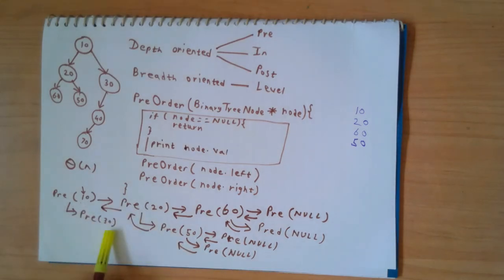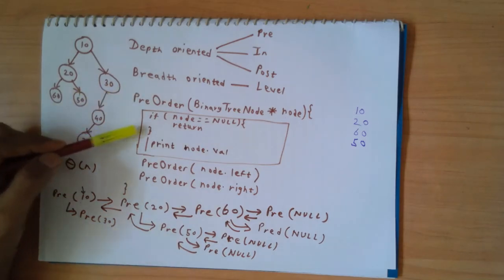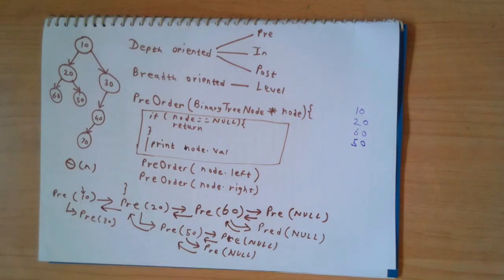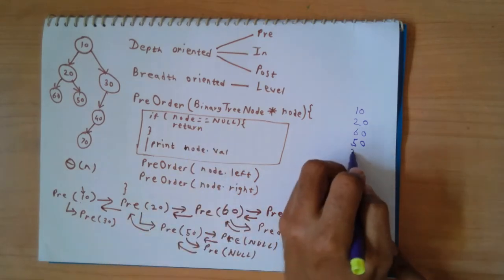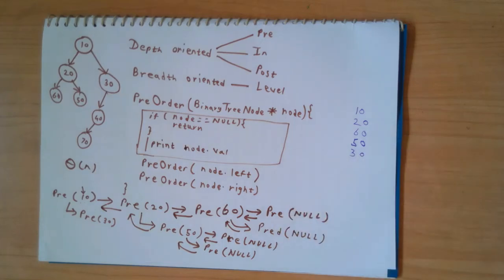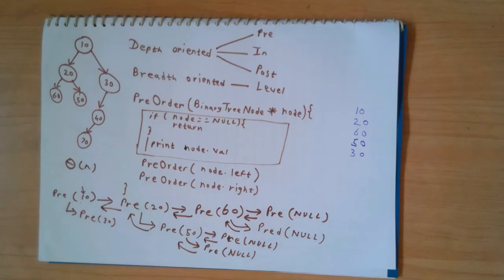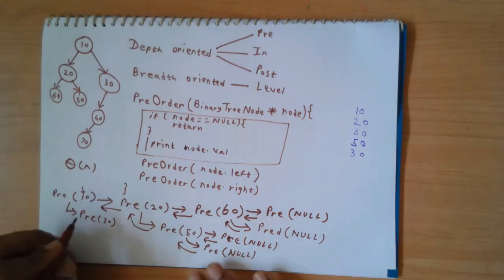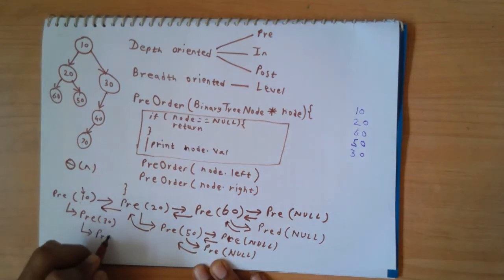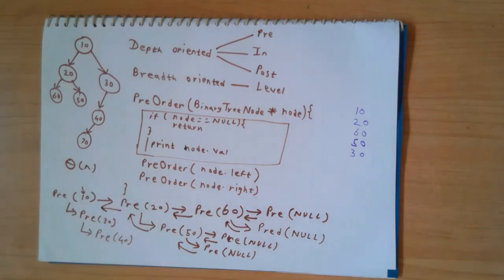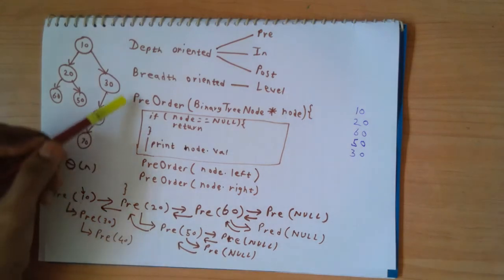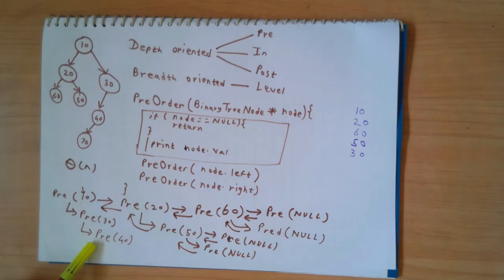So we execute this function call now. We come inside, we check if 30 is null. It is not null. So we are going to add 30 to our output, and then we are going to call pre-order traversal with left child of 30. So this means that we are going to call pre-order traversal with node 40. So we stop the execution of 30, and now we start the execution of 40 because it's a recursive call.